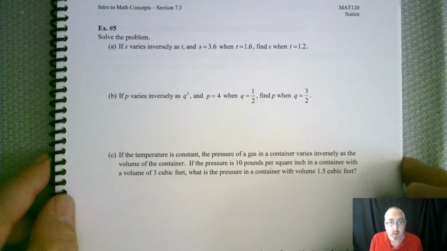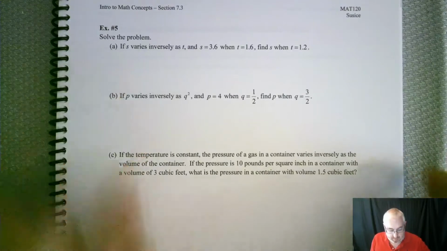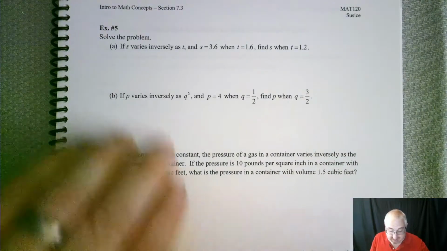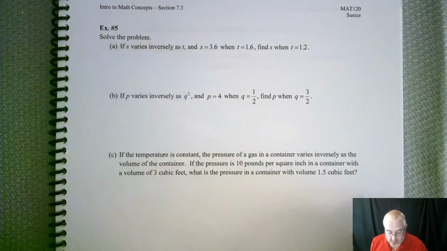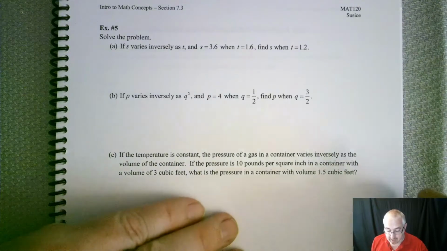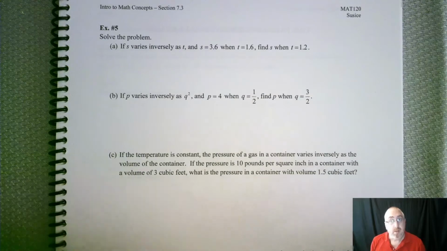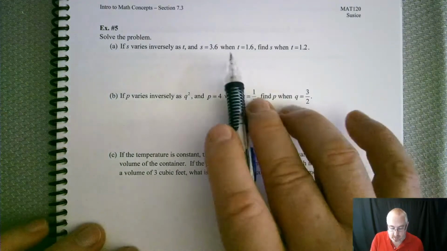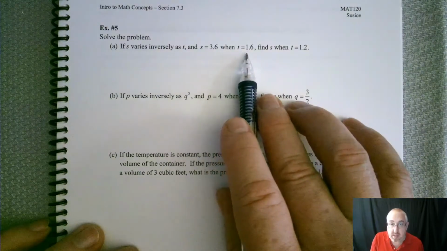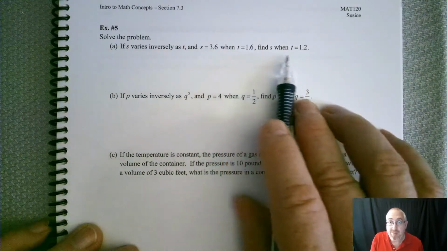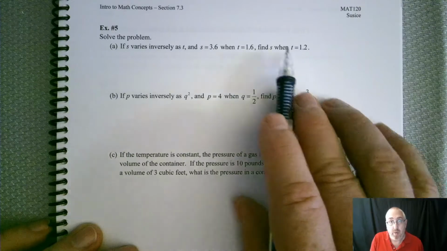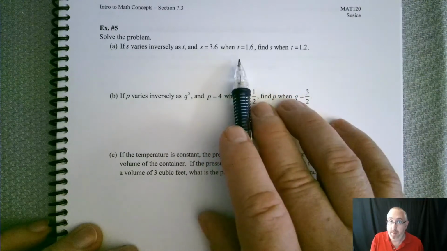Okay, so solve the problem if s varies inversely as t and s equals 3.6 when t equals 1.6. Find s when t equals 1.2. So what do we expect is going to happen to s? Look at what happens to t. T is at 1.6 to start, but then it goes down. So we would expect s to go up.